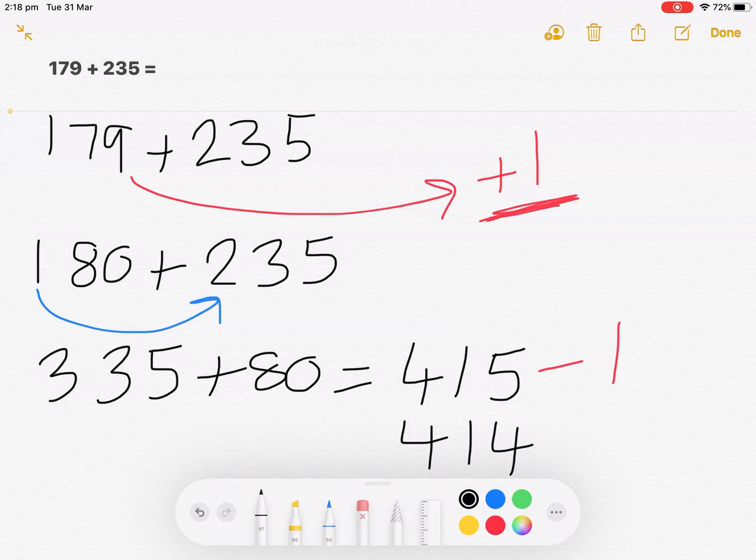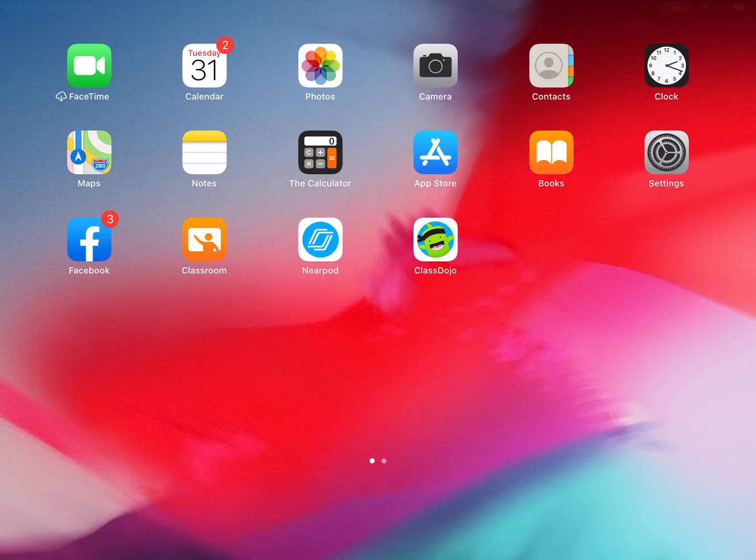For a particular number like this, the compensation strategy worked well because it was much easier for me to add on 35 to 80 and work with 180 because it's just an even round number. If I had to do 179 plus 235 another way, like split strategy or algorithm, it would have got a little bit messy. There would have been a lot of carrying.